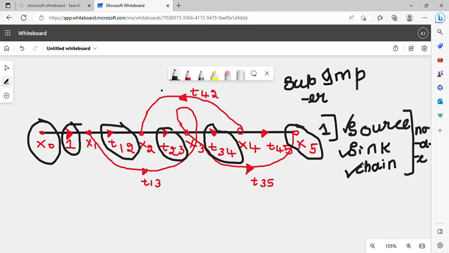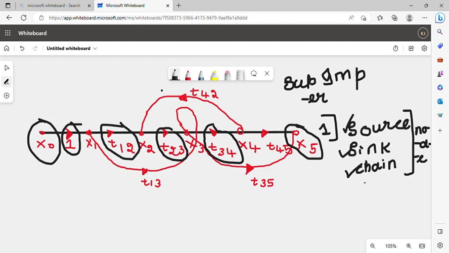What is a chain node? A chain node is the one which has both incoming as well as outgoing branches. That is what I call the chain node.